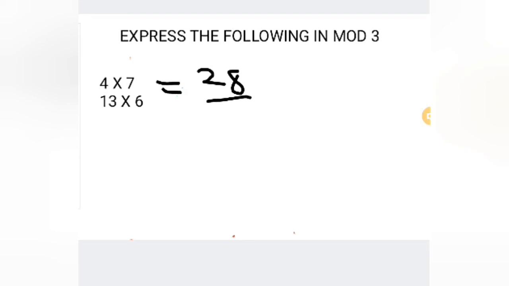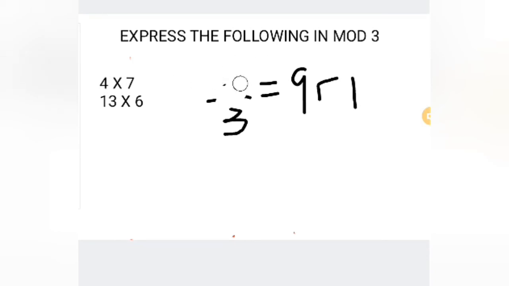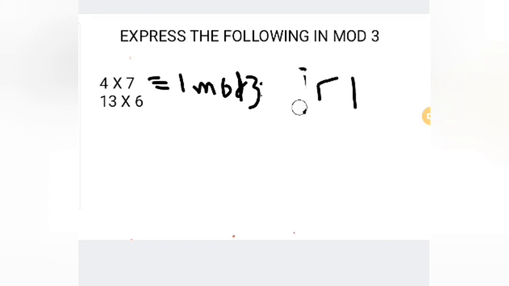We divide this by the what? The base, which is the mode, which is 3. So how many 3 can we see in 28? That is 3 times 9 plus 1, remainder 1. So that shows that 28 over 3 will give what? 9, remainder 1. So in a nutshell here, we can say that this is equivalent to 1 mode 3. I hope that is well understood.